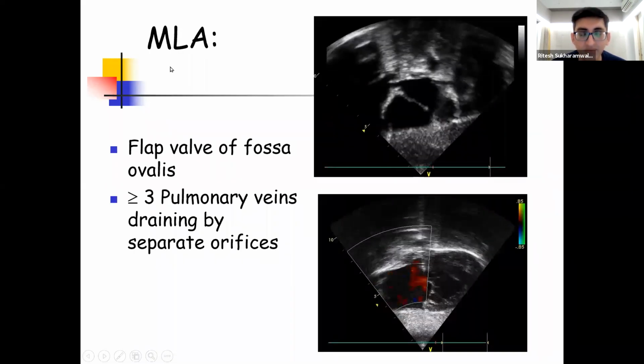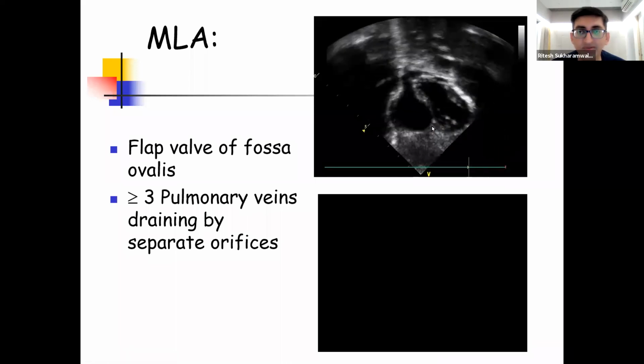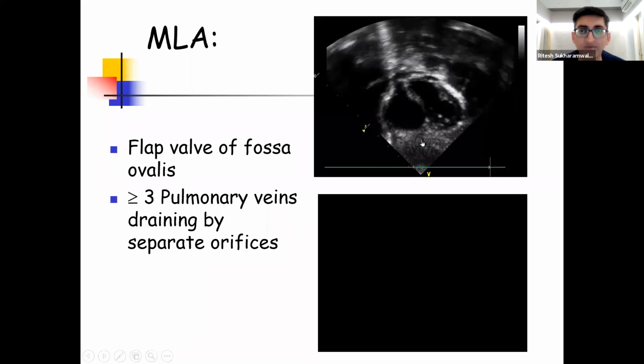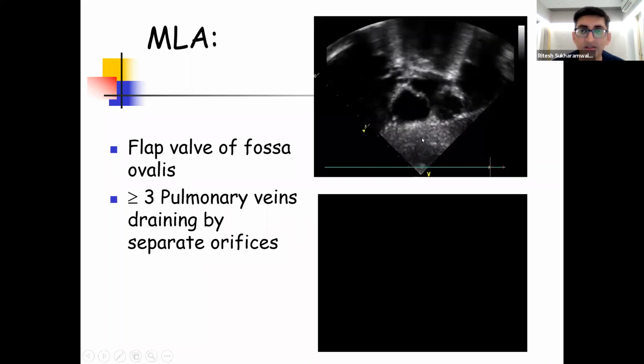Coming to the left atrium, the morphological left atrium is defined by the flap of the fossa ovalis. This is the dimple and this is the flap. The flap is always facing towards the left atrium, and the dimple, or the limbus of the fossa ovalis, is always facing the right atrium. The side to which the flap of the fossa ovalis faces is the left atrium.